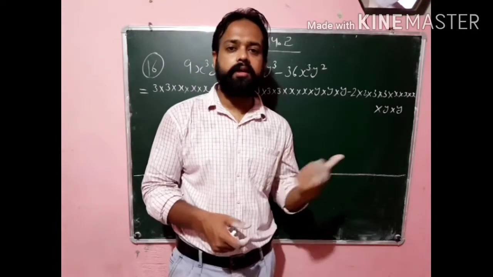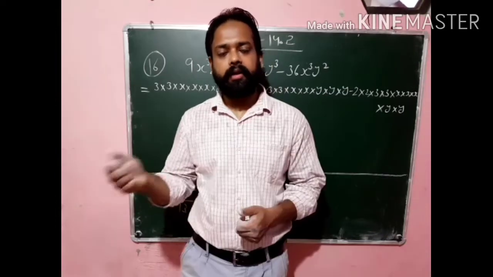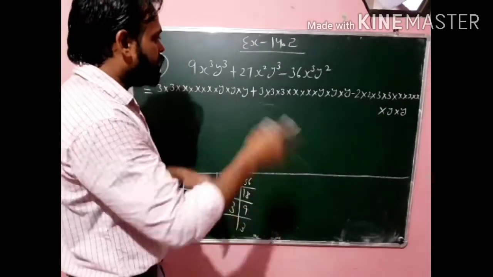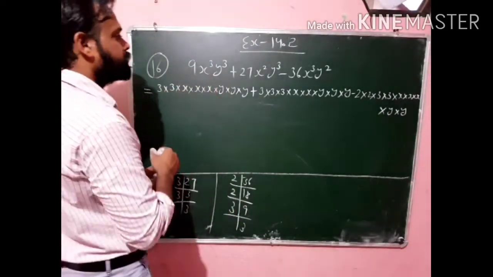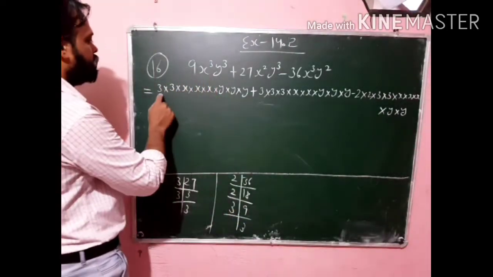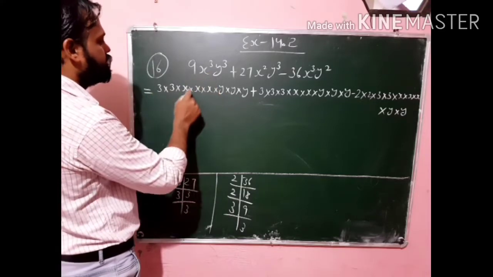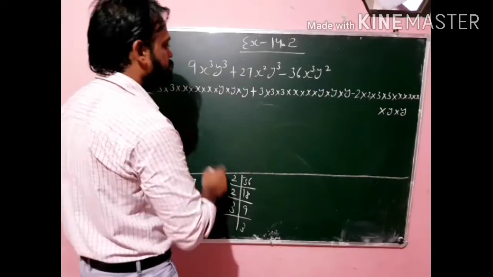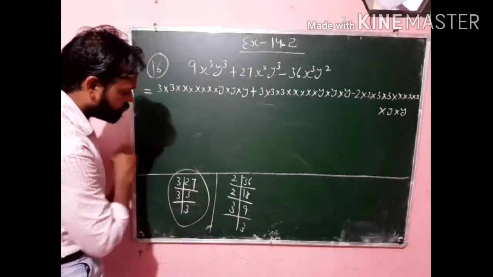So the number of terms is only 3 here, so we cannot apply the grouping method. We can directly solve this one as I had solved exercise 14.1. The same method we can adopt here also. So here we can make the factors of each term. You can see this is 9. So 9 can be written as 3 into 3, and of course x cube is written 3 times and y cube is written 3 times. And then plus is here.